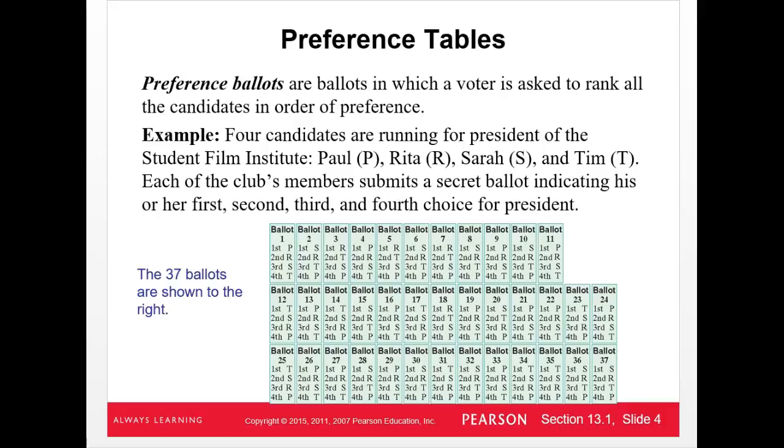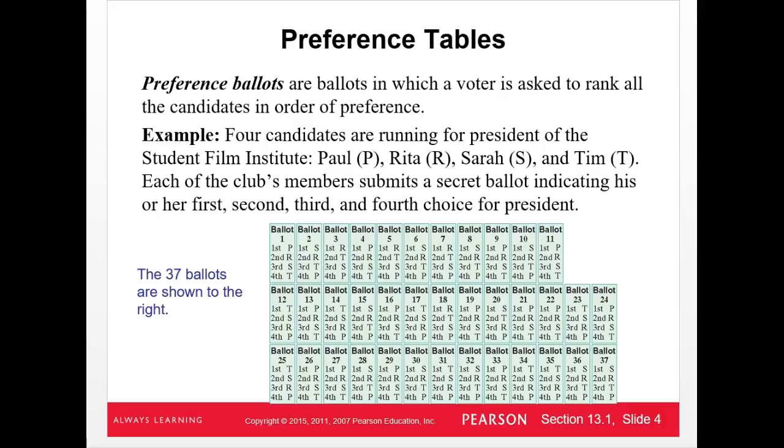A preference table shows all the ballots in which a voter has to rank the candidates in order of preference. Like, this would be my first choice, second choice, third choice, that kind of thing. This is an example with four candidates, P, R, S, and T: Paul, Rita, Sarah, and Tim. And we're ranking them with all the different ballot types. There are 37 ballots, and these 37 ballots have the rankings. There's the very first one we looked at, P, R, S, T, just in order. But then, like, the 37th, S was first, then R, T, and P. And then we just have different variations of that.